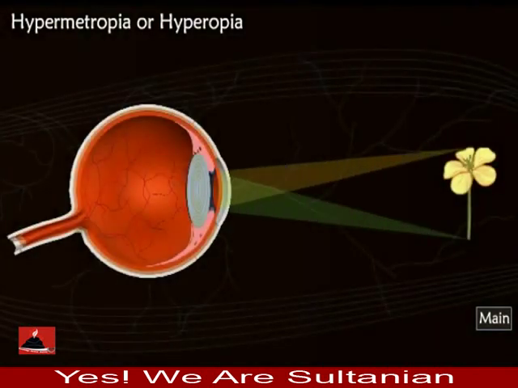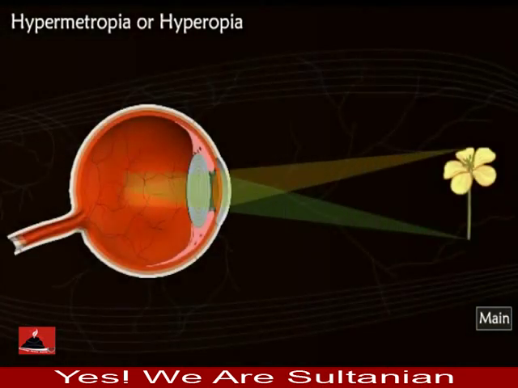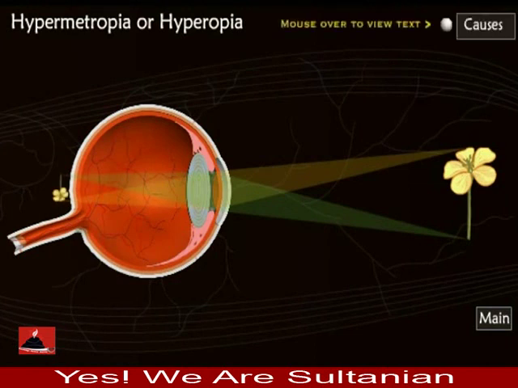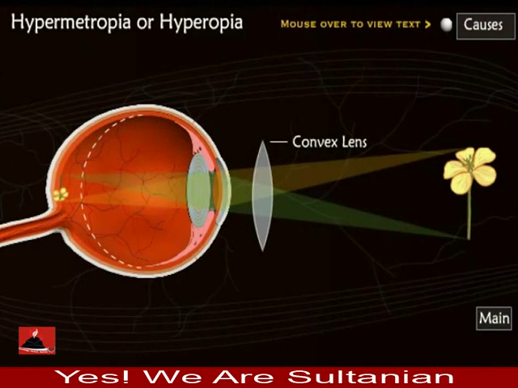In the case of a normal eye, the rays of light from the object fall on the eye and converge on the retina. Whereas in the case of a hypermetropic eye, the light rays are focused behind the retina. Hypermetropia is caused due to shortening of the eyeball, that is, the eyeball becomes smaller, and increase in the focal length of the eye lens. A convex lens is used to rectify this optic abnormality.